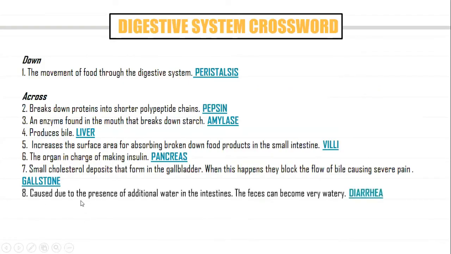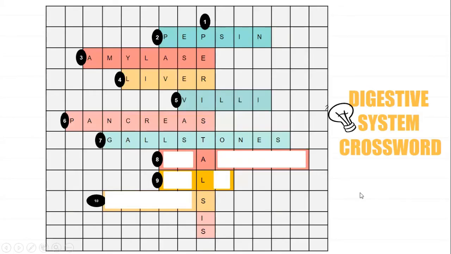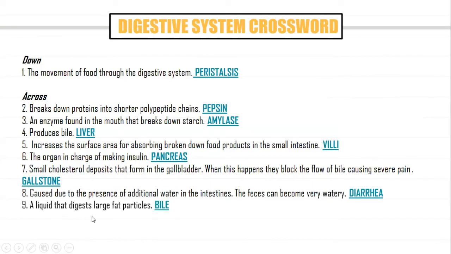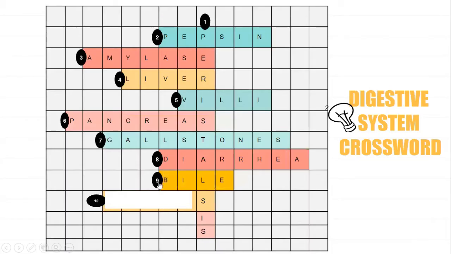Number 8, it is caused by the presence of additional water in the intestine. So the feces can become very watery. So the answer is diarrhea. Number 9, it is a liquid that digests large fat particles. So the answer is bile.